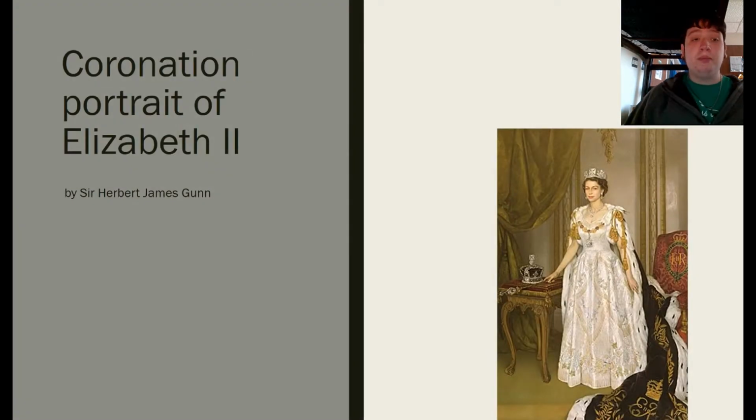Here you can see the coronation portrait of Elizabeth II by Sir Herbert James Gunn, and if you look at the bottom of her dress, you can see the embroidery I was talking about that she had stitched of each royal crest.